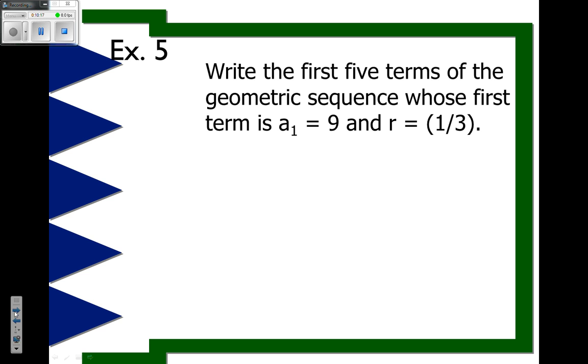Alright, example 5. It says, write the first 5 terms of the geometric sequence whose first term, a sub 1, is 9 and the common ratio is 1/3. So it says write the first 5 terms. So I'm going to have 1, 2, 3, 4, 5. What's my first one?